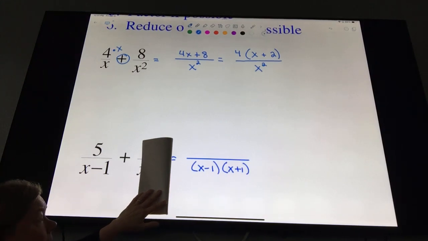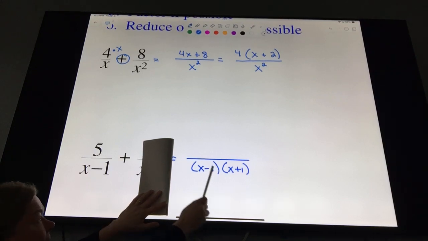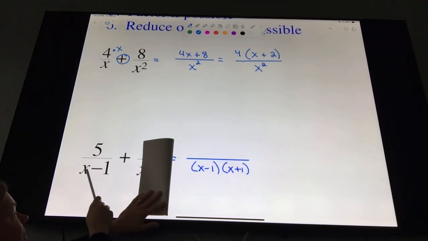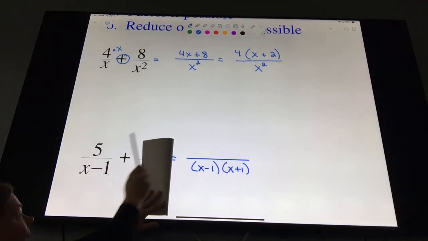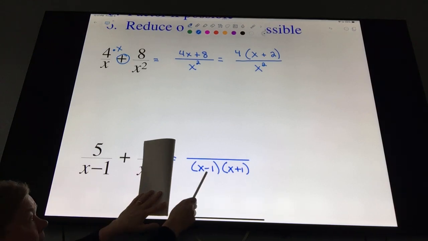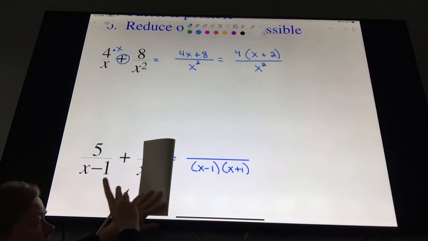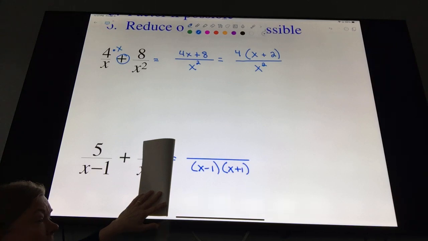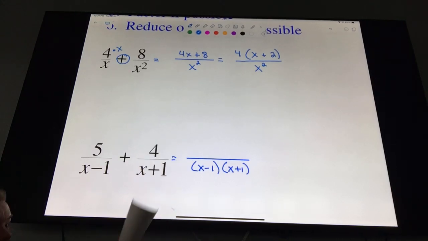This says x minus 1, correct? This says x minus 1 and x plus 1. So what's not here that is over here? The x plus 1. Do you see this x minus 1 over here? Yes. Okay, what else is there? X plus 1. So that's what we're multiplying by.